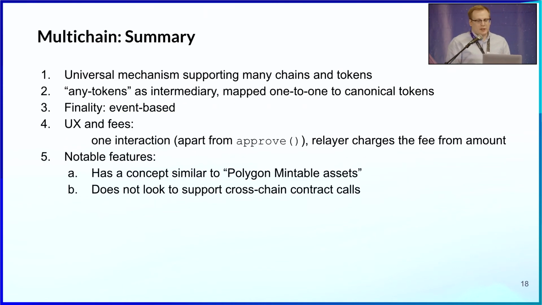So in summary, it has a more universal sort of token transfer system. It uses these any tokens as an intermediary, and the finality is all based on events being emitted on the appropriate chain. For the UX, it's a little bit more streamlined. There's one transaction in either direction, and the relayer charges some fees along the way. I don't know if you were paying close enough attention. I didn't highlight it. We actually got 14.1 instead of 15 DAI on that chain. We can also do Polygon minted assets with this bridge, which is kind of nice. And it doesn't quite yet support cross-chain contract calls for the general case.